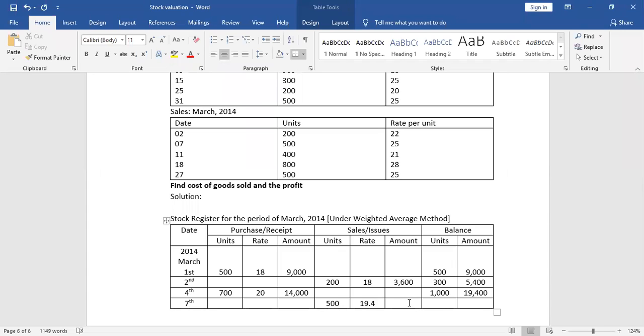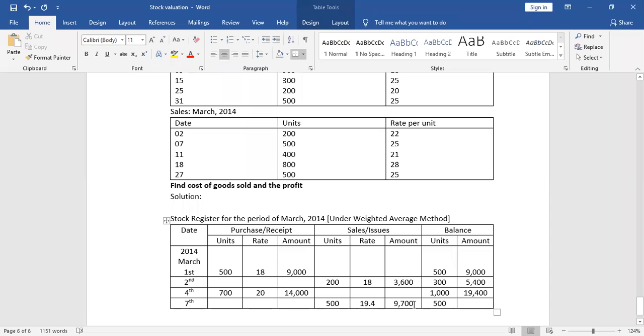Multiply, how much are you getting? Are you getting this amount? 9,700. See, give the answers fast. So out of 1000, 500 we have sold, so how much is left? Out of 1000 units, 500 we have sold, so how much is left? 500.